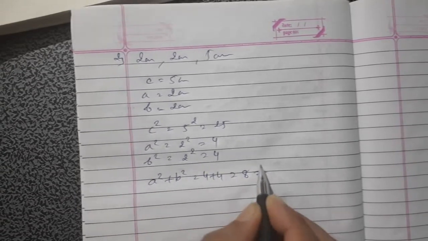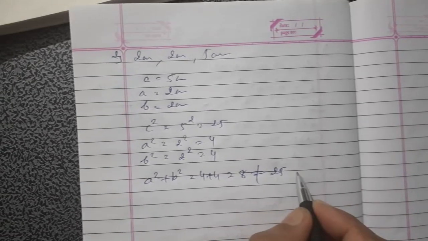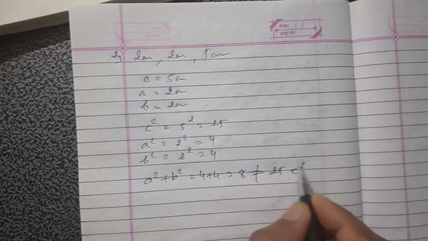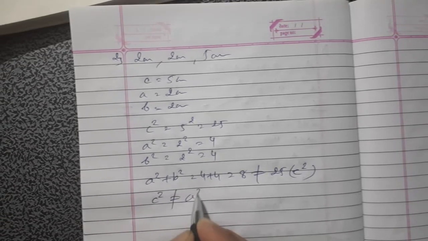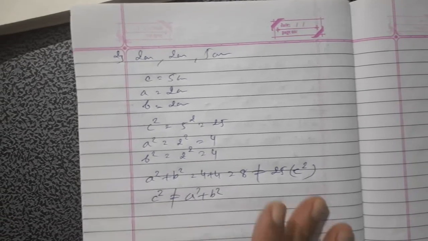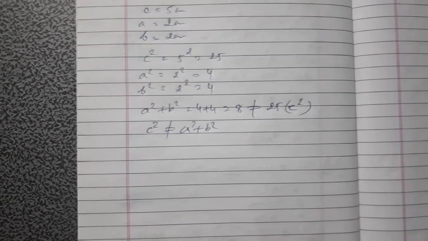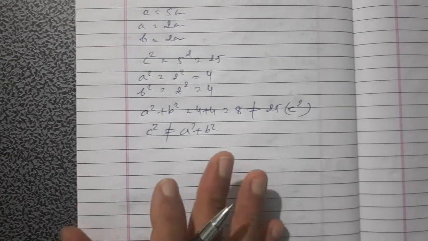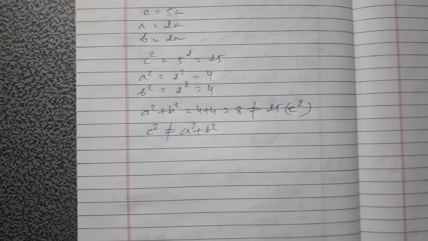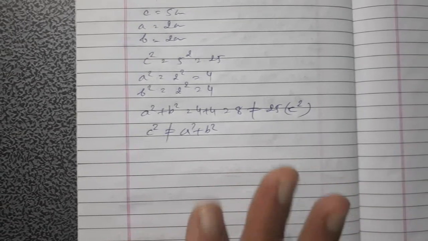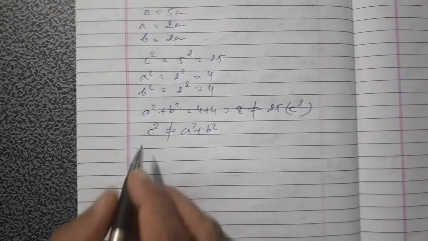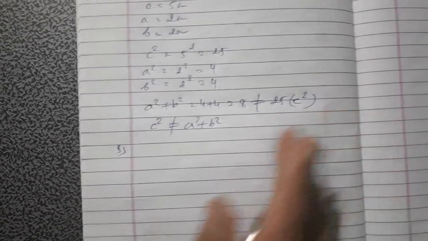That is not equal to 25. Not equal to 25 means C square. So here C square is not equal to A square plus B square. So a right angle triangle is not formed. They cannot be the sides of a right angle triangle. Okay. Same in the third one.